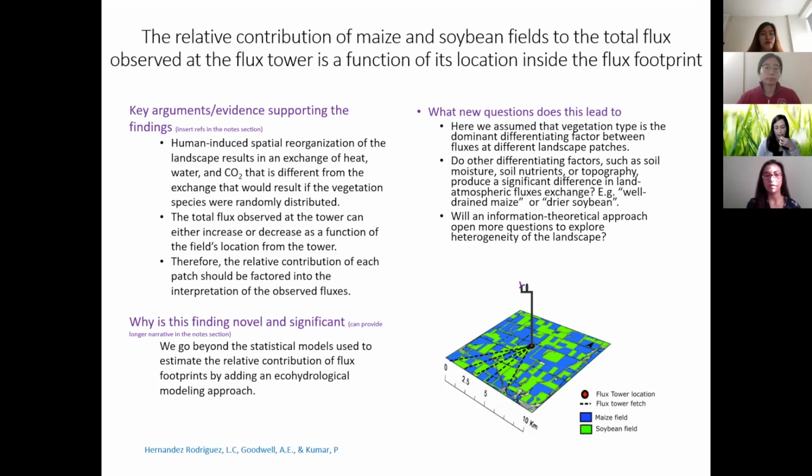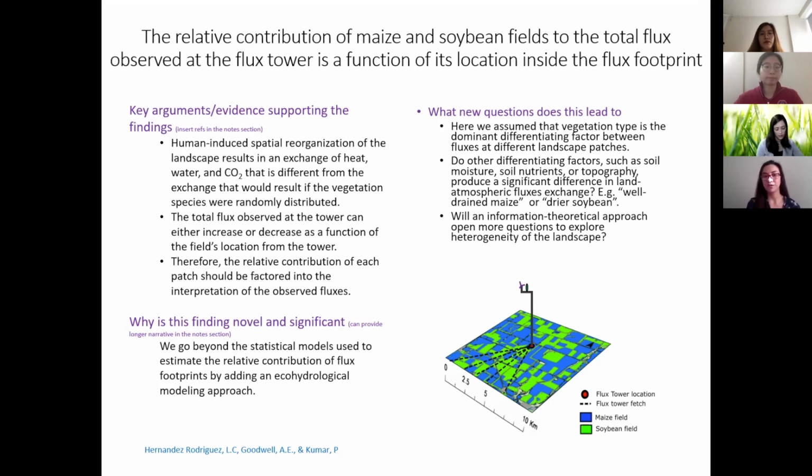Another aspect is that the total flux observed at the tower can either increase or decrease as a function of the field's location from the tower. And therefore, the relative contribution of each patch should be factored into the interpretation of these fluxes. And why is this novel or significant? We think that we go beyond the statistical models that are used to estimate the relative contribution of flux footprints, because we add an ecohydrological modeling approach to our exercise.